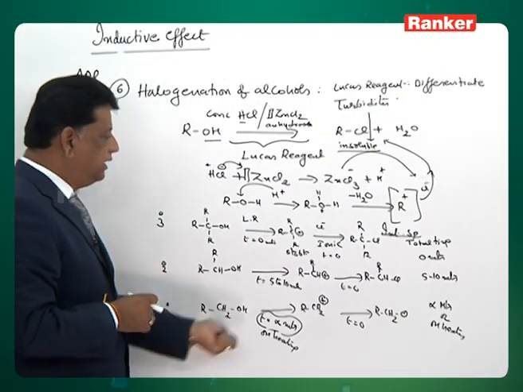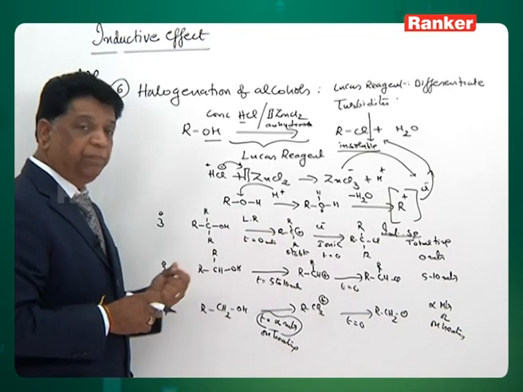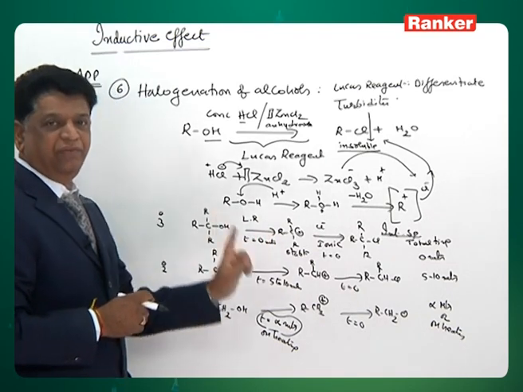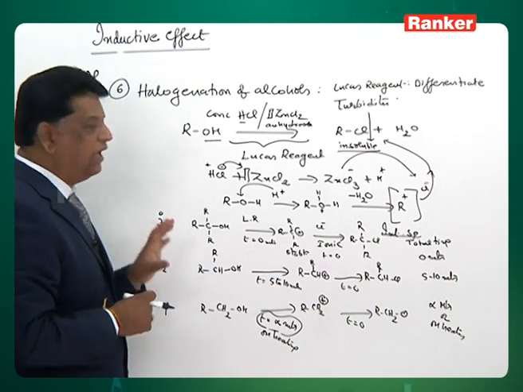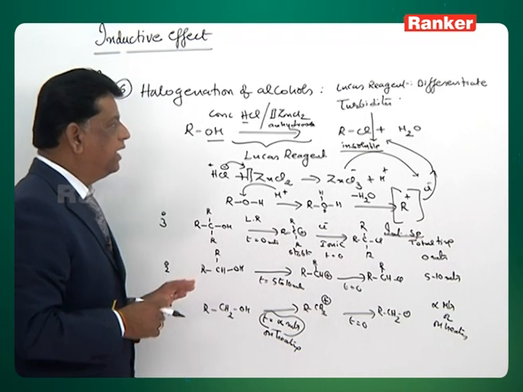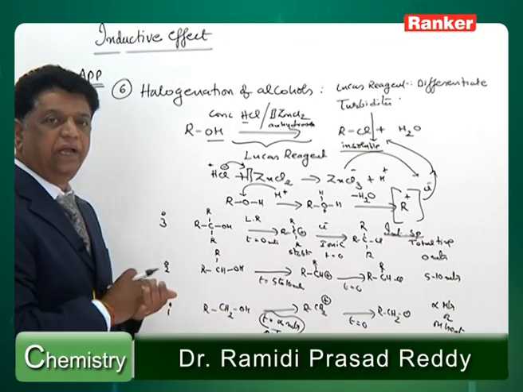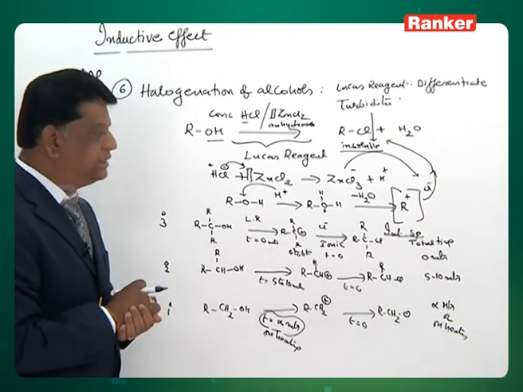So, the whole mechanism passes through the intermediate stability, which is supported by the inductive effect. Therefore, based on the understanding of the inductive effect, we apply this concept on the alcohols, and we are able to differentiate the 1 degree, 2 degree and 3 degree alcohols given to us.